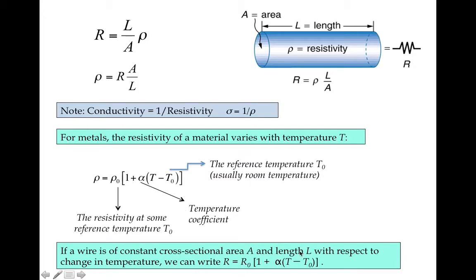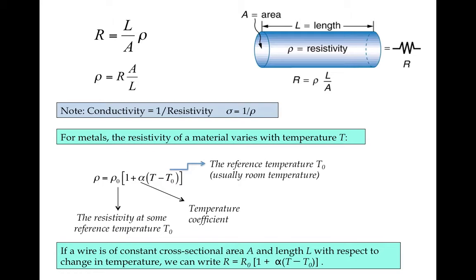If I have A and L the same, and I use this equation, then I have RA over L and R0 A over L. So the A over L cancels from both sides, and I get the dependence of the resistance as a function of temperature. As you can see here, as the temperature increases, the resistance increases, because this is constant, and this is true when alpha is positive. But if alpha is negative, then we get the opposite.